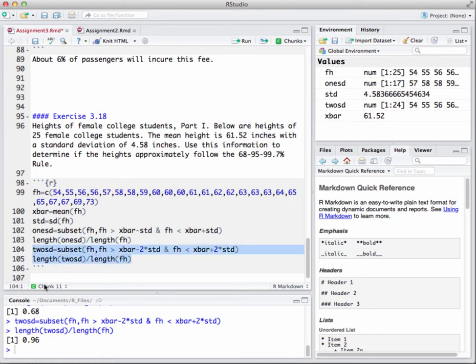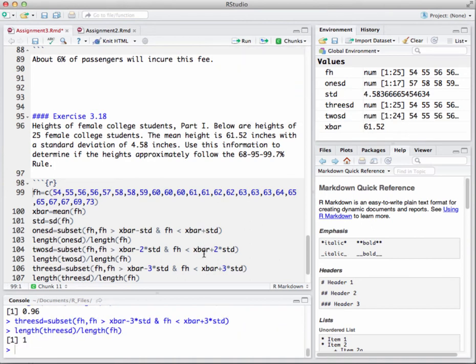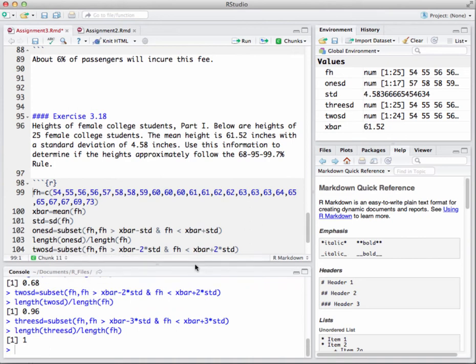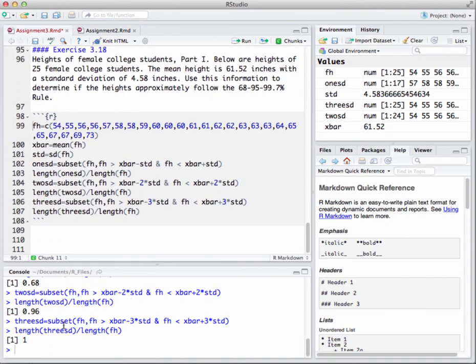Okay, so let's go ahead and grab 2SD, bring it down here, paste it in, and we're going to change it, strangely enough, to 3SD. And so again, it's the female's height. The subset of that we want is going to be 3 standard deviations either side of it. So I'm going to change those to 3s, and then come down here, and I don't want the length of 2 standard deviations. I want the length of 3 standard deviations. So one more time, let's go ahead and run our chunk. And it at 99.7% rounded off comes out to 1, and so looking pretty much like it fits very well.